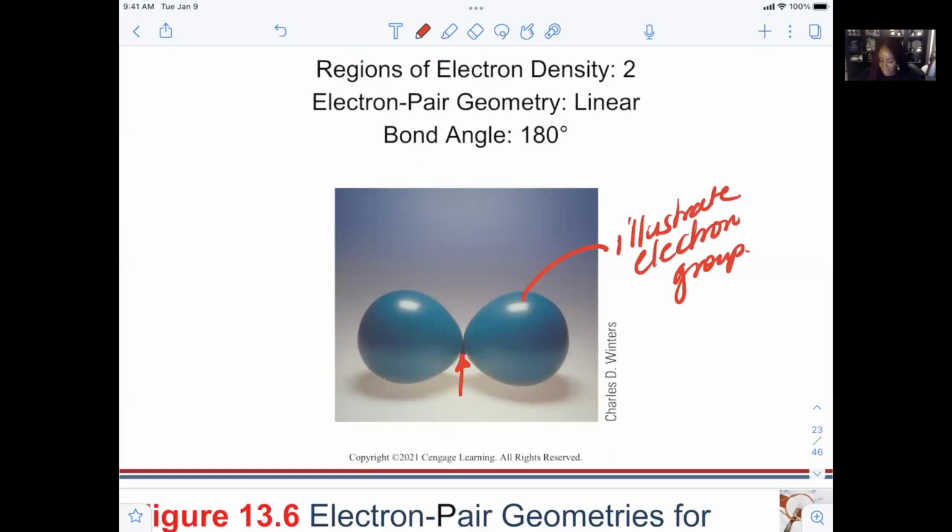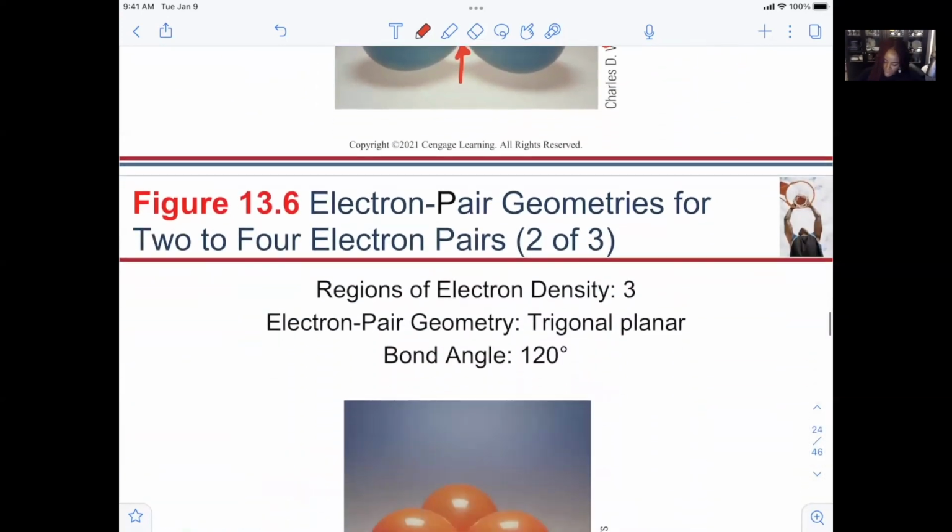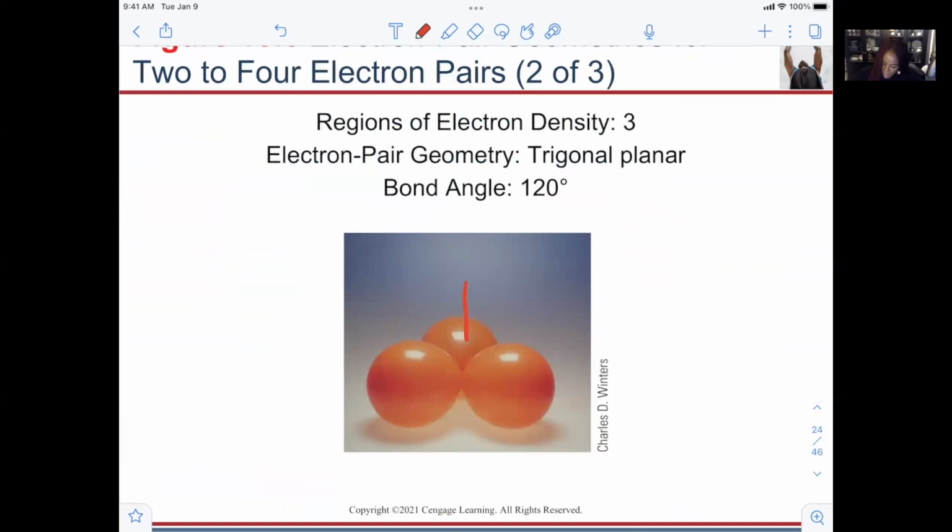So what you're seeing here is apparently the central atom is somewhere in here. The 2 electron groups surrounded. These look like a line. So they're linear with a bond angle of 180, right? 2 electron groups. Okay. This one here, your central atom is somewhere here in the middle. It's hard to see, right? But it's surrounded by 3 electron groups.